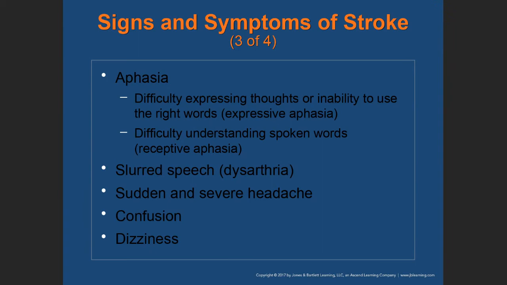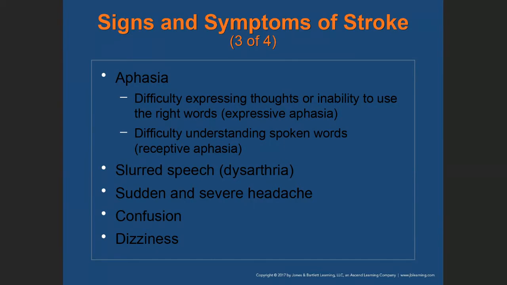Now, aphasia, difficulty expressing thoughts or inability to use the right words. That's expressive aphasia. So the person who has expressive aphasia is having issues with thoughts and using the appropriate words. Receptive aphasia is the person that has difficulty understanding spoken words. And slurred speech or dysarthria is an issue on the right side. Aphasia, whether it's receptive or expressive, is going to be the left side of the brain.